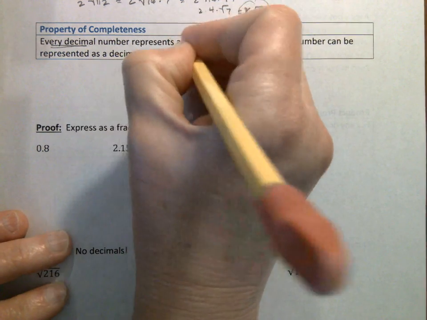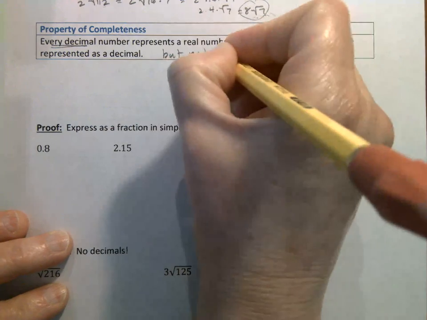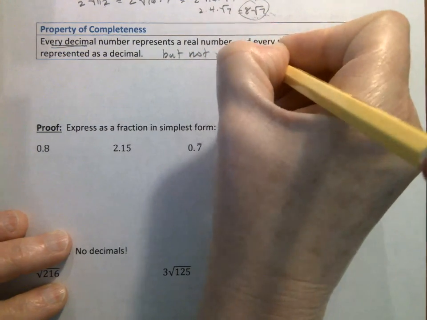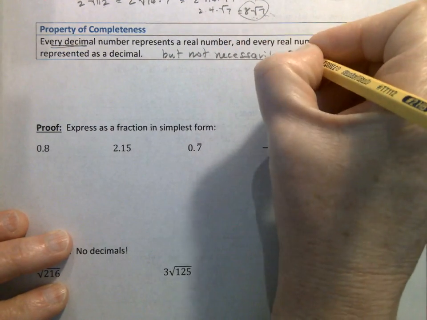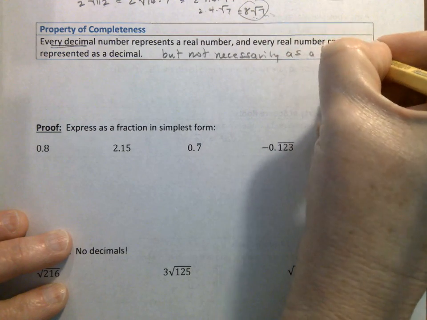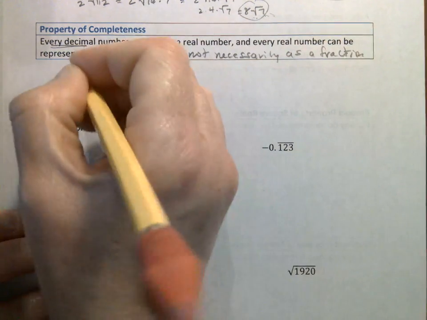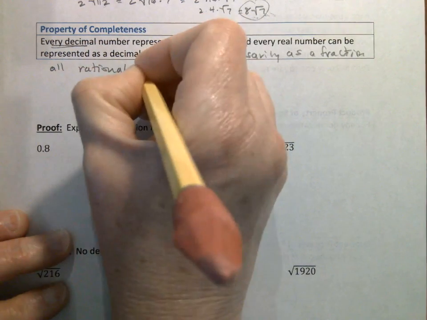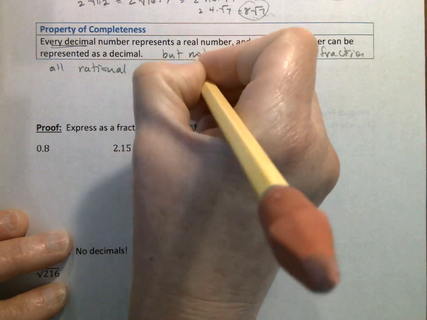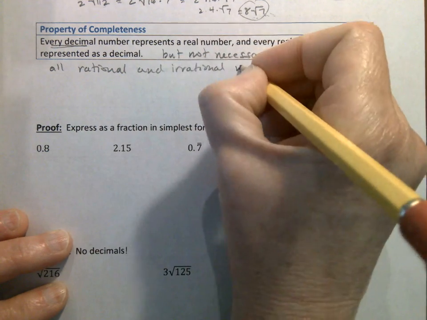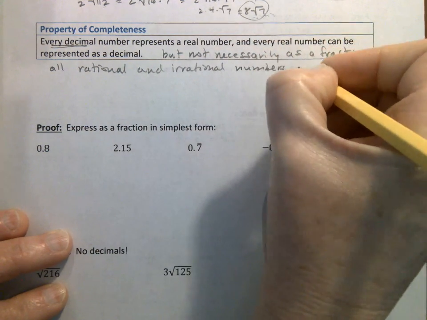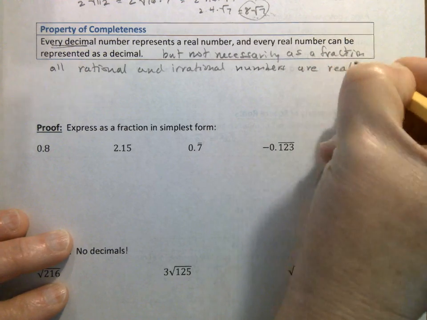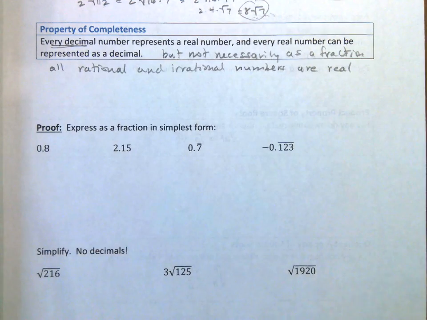But, it's a big but, not necessarily as a fraction. And you need to remember that all rational and irrational numbers are real. So every number we've dealt with up to this point in your life has been a real number, okay? And we're going to continue with real numbers.